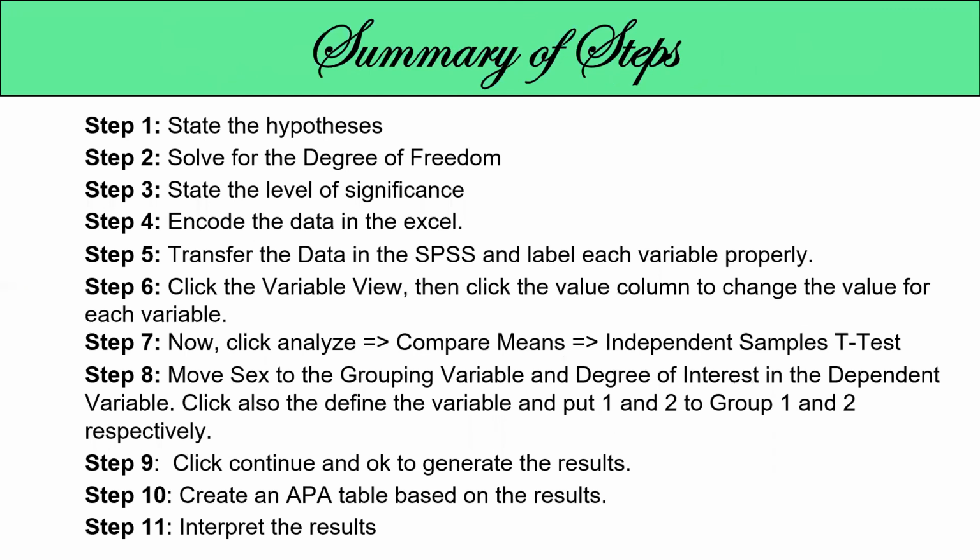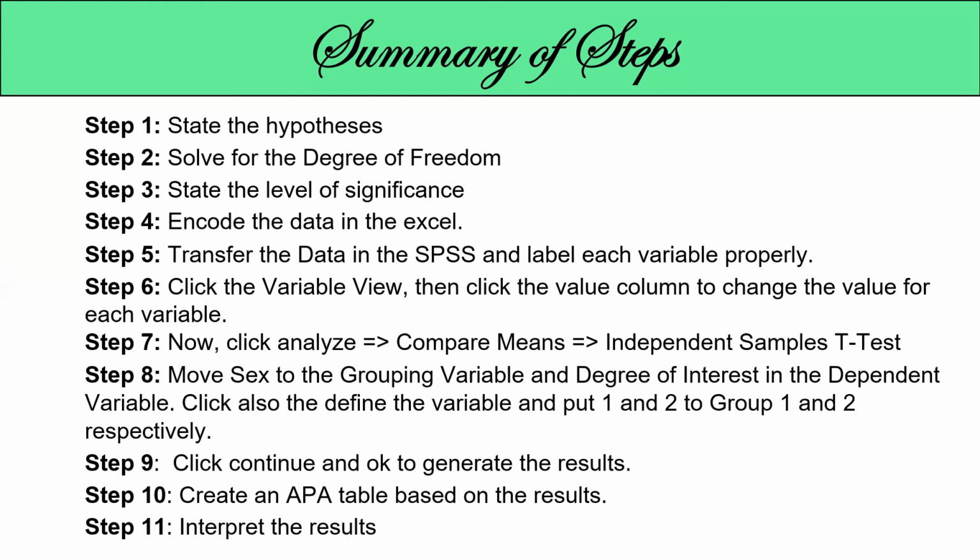Before we end our video, this is the summary of steps. Step number 1 is state the hypothesis. The second is solve for the degree of freedom. Third is state the level of significance. Steps 4 to 6 are the same as in our first video. I already explained that. The only difference here is step number 7 and step number 8. In step 7, you click Analyze, Compare Means, and then Independent Samples t-test. In step 8, move sex to the grouping variable and degree of interest to the dependent variable.